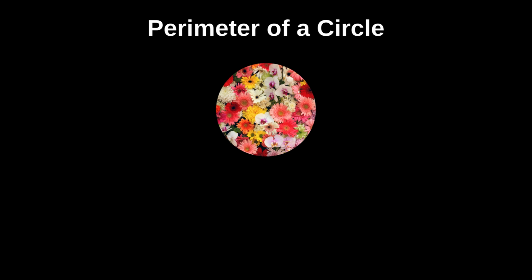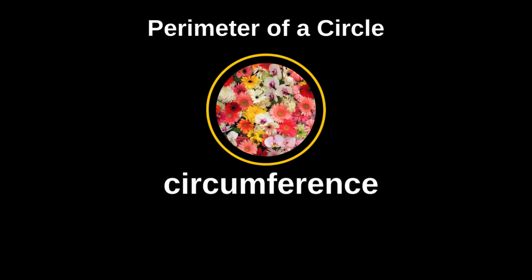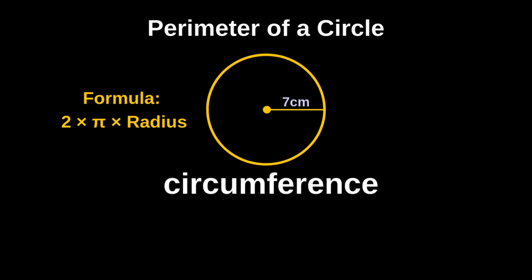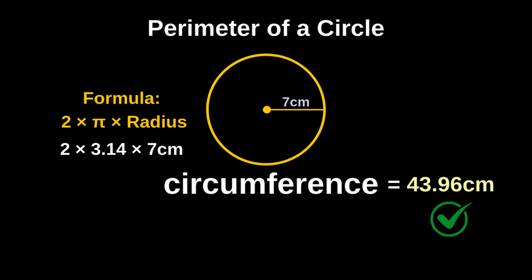For example, a circular flower bed's perimeter, called circumference, uses the formula 2 times pi times radius. If the radius is 7 centimeters, 2 times 3.14 times 7 equals 43.96 centimeters.